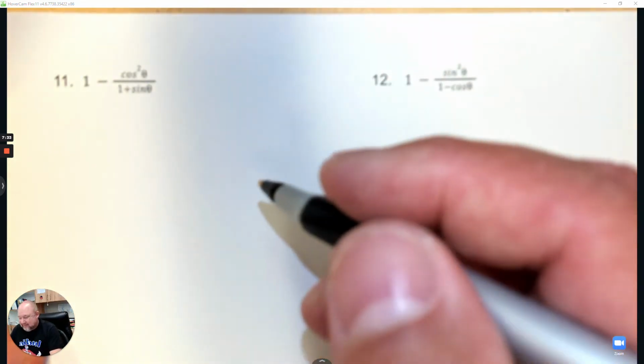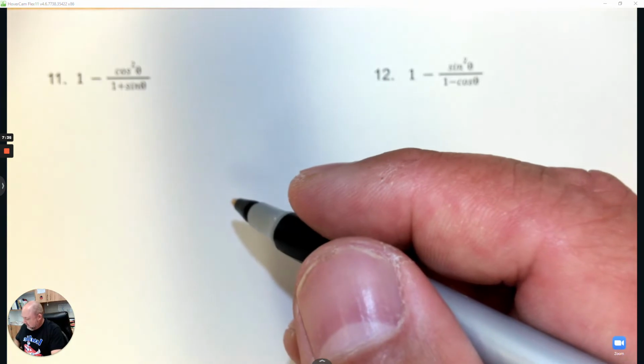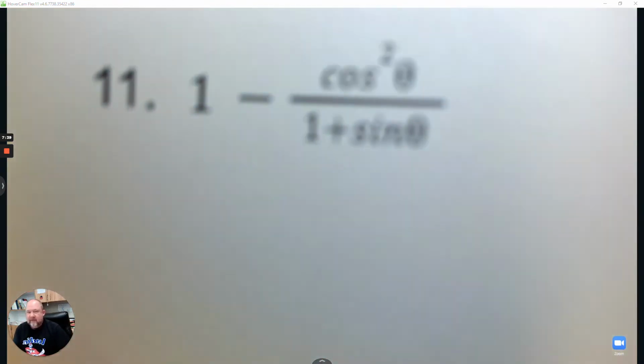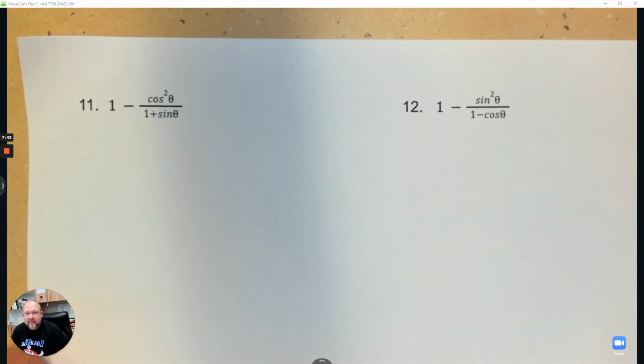All right, I need to write this as one fraction. I hope it starts to look better. No more fuzziness. It still kind of looks fuzzy. Here, see, sometimes if I go super close and come back, it decides it's going to get focused. There it is.